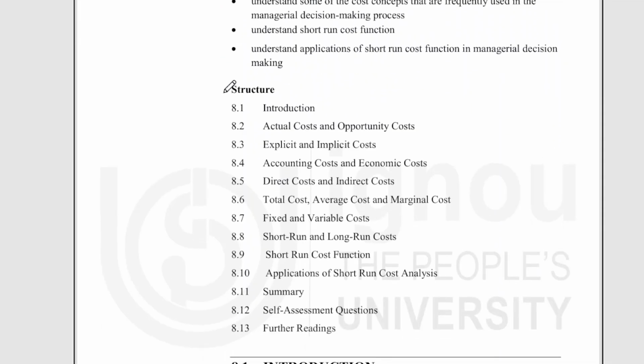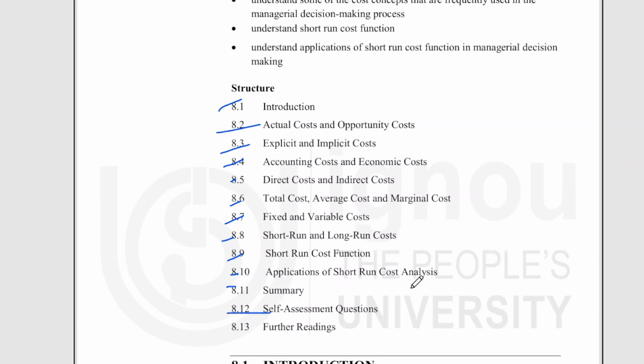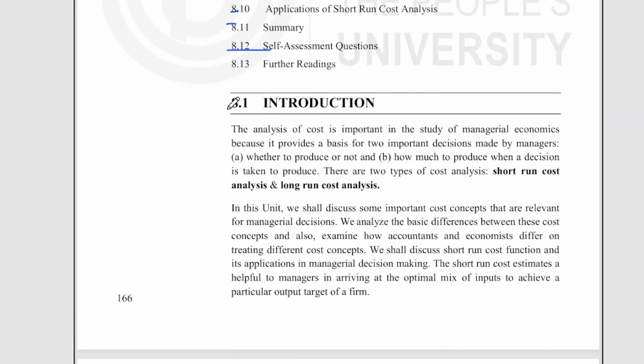And the structure of this unit is: there is an introduction, actual cost and opportunity cost, explicit and implicit cost, accounting cost and economic cost, direct cost and indirect cost, total cost, average cost and marginal cost, fixed and variable cost, short run and long run cost, short run cost function, application of short run cost analysis, summary, and self assessment questions. Okay, so let's begin with the introduction part.